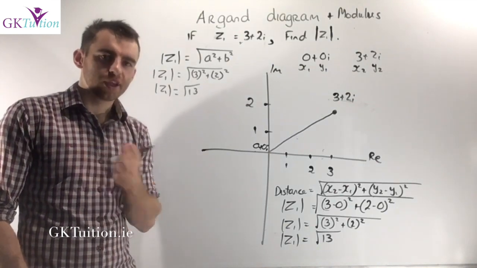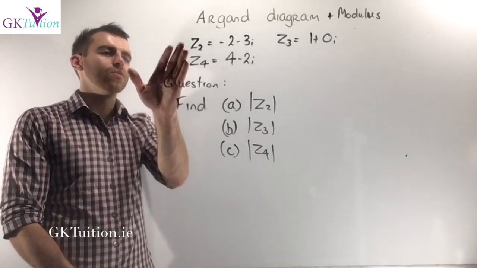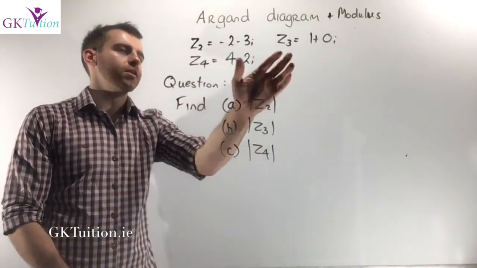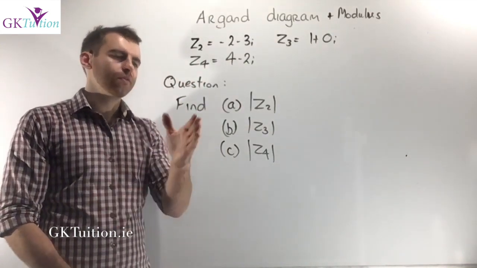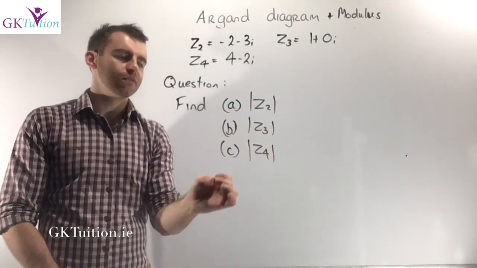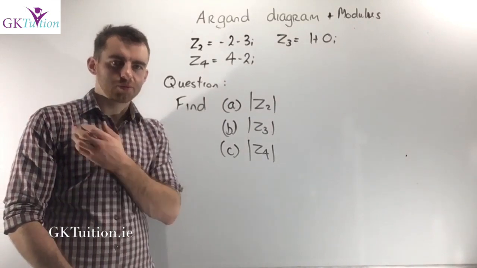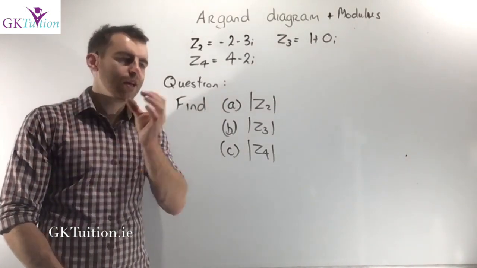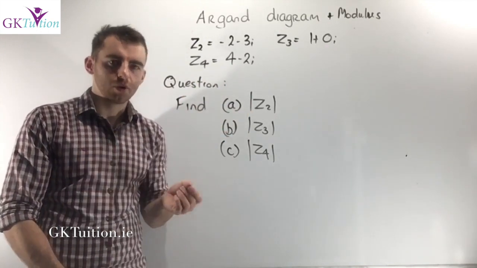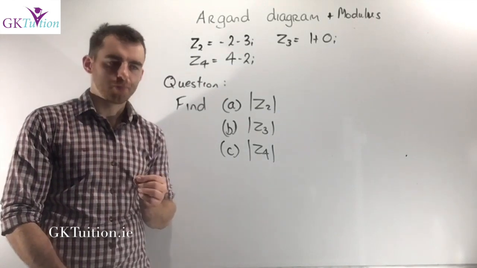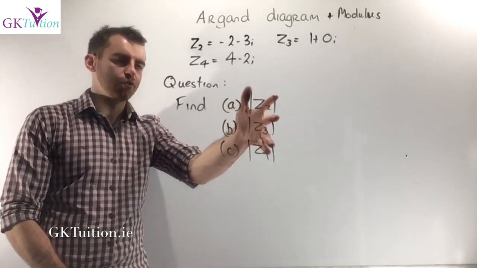So with that in mind, I'm going to give you a few questions, and in each case I want you to find the modulus. Okay, so I'm going to give you Z2 as minus 2 minus 3i, Z3 as 1 plus 0i, and Z4 as 4 minus 2i. And I want you to find the modulus of Z2, the modulus of Z3, and the modulus of Z4. Now, you don't have to draw a diagram to find the modulus. I only use the diagram in order to explain that the modulus is the distance from the complex number to the origin. In each case, you just need to sub in to the square root of a squared plus b squared. So I want you to pause the video now, try these 3 questions, and work out the 3 different moduli.